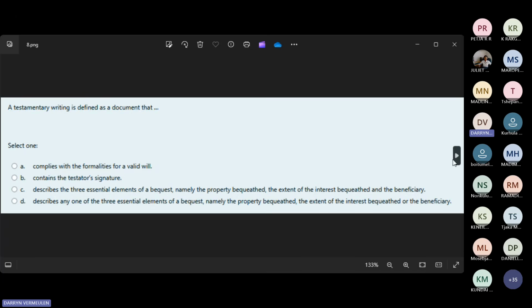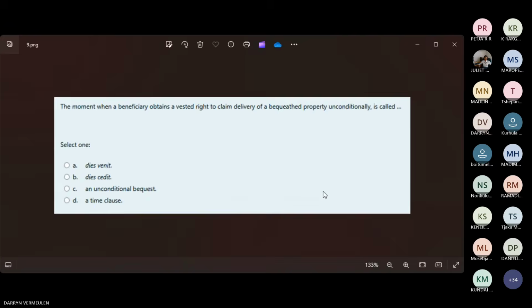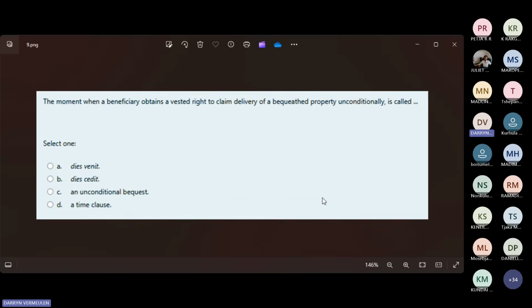For those brave souls who are staying behind for some more torture, let's load up another question. Oh, this is going to be a short one. This is going to be easy, man. So this question says, the moment when a beneficiary obtains a vested right to claim delivery of a bequeathed property unconditionally is called, and we've got dies venit, dies cedit, an unconditional bequest, or a time clause. Now, if this was the actual exam and you weren't 100% sure, I'd knock off the 2 that I know don't fit into this category, and then I'd probably work out what the last 2 were. Take an educated guess, so to say.